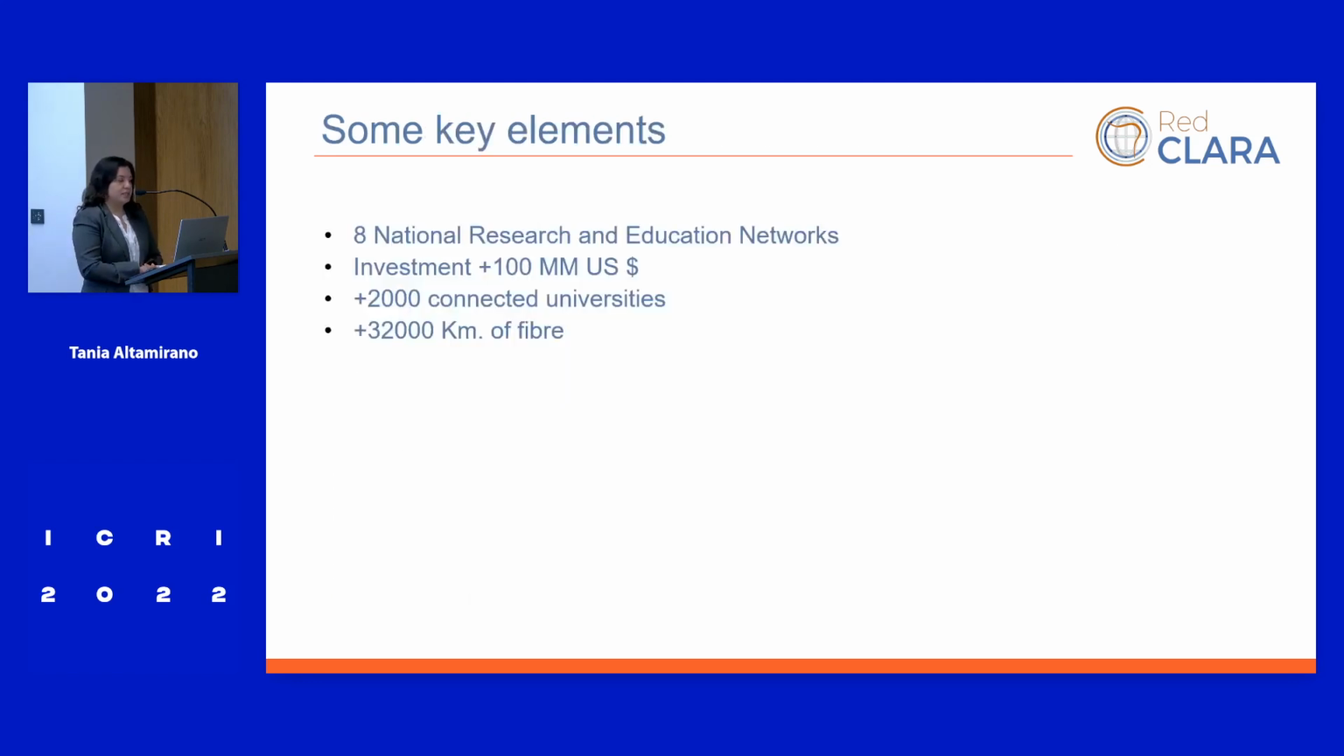Just to give some key elements, we have institutions, we have universities from national networks. We reach over 2,000 students. We have developed more than 2,000 kilometers of fiber that has given high capacity for data transmissions. But what do we do with that? Because we are talking about infrastructure.